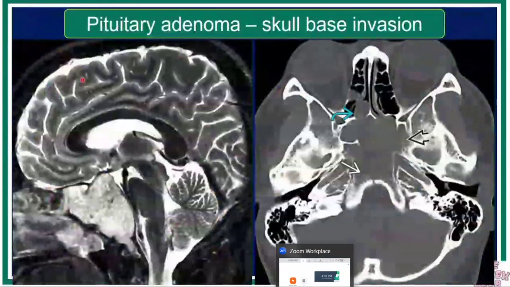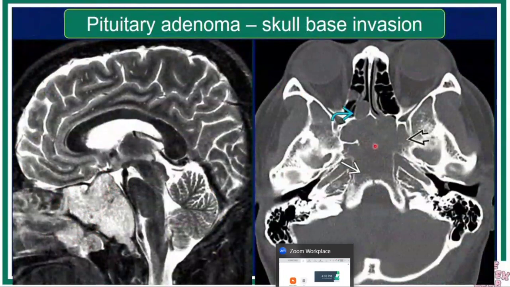Then the other direction it can go is inferiorly, and when it does go inferiorly, it erodes the skull base. There can be extension into the sphenoid sinuses, which this one is doing. So there's a large tumor here that has extended into the sphenoid sinus. This is the same tumor, and this is a CT image in which we can see that there is extension into the skull base with erosion of the base of the skull.